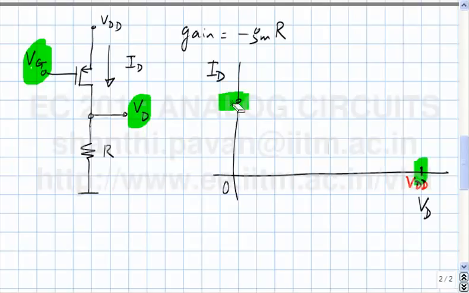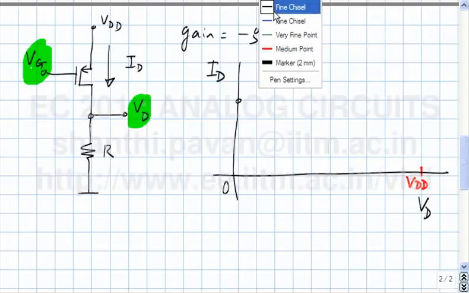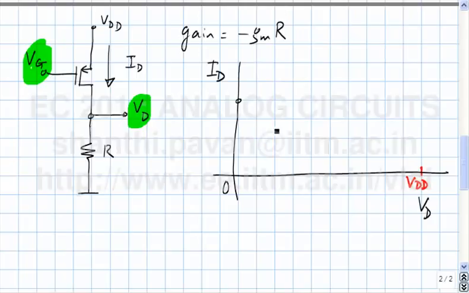It should look like pretty much what you used to, except that it is now flipped left to right, because we're normally used to looking at characteristics which look like this, but that was with VSD plotted on the x-axis. We are now plotting VD on the x-axis, so it must be flipped from left to right. So in other words, the characteristic will look like this.